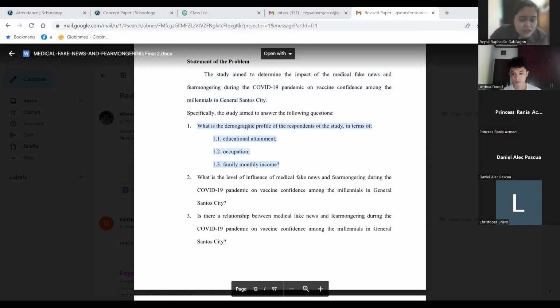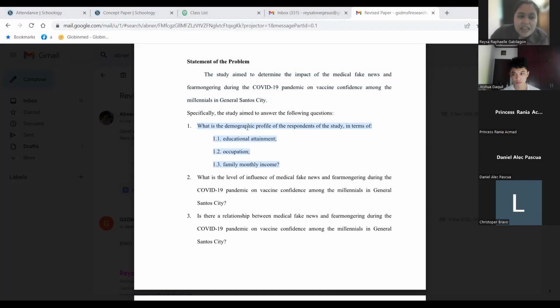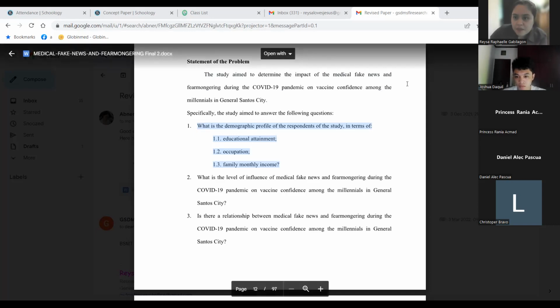As you can see, they only have 3 demographic profile items. These are the only profiles they need to establish in their research. They don't need age, sex, or gender, or other things. They just need the educational attainment, the occupation, and the family monthly income. So it's actually the researcher who determines this. It's up to you what you think needs to be established in your research. If it is a survey research, a descriptive research, how many questions is ideal? Actually, there is no specific number of questions. It's up to the research.